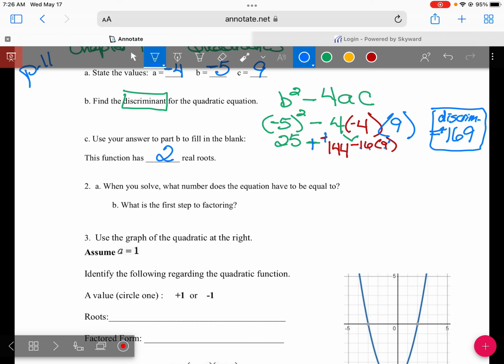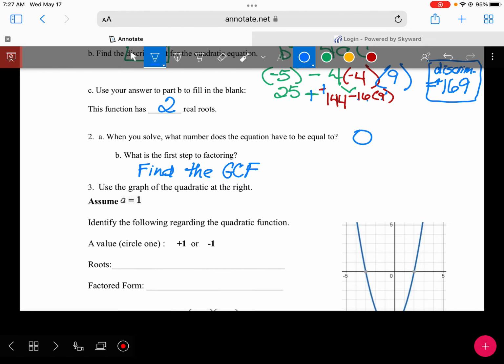All right, so number 2, when we solve this, what number does the equation have to be equal to? 0. Yes, and that is only when you're solving. And what is the first step to factoring? What's always the first step to factoring? Find the GCF. If you have one. Find the GCF, the greatest common factor.